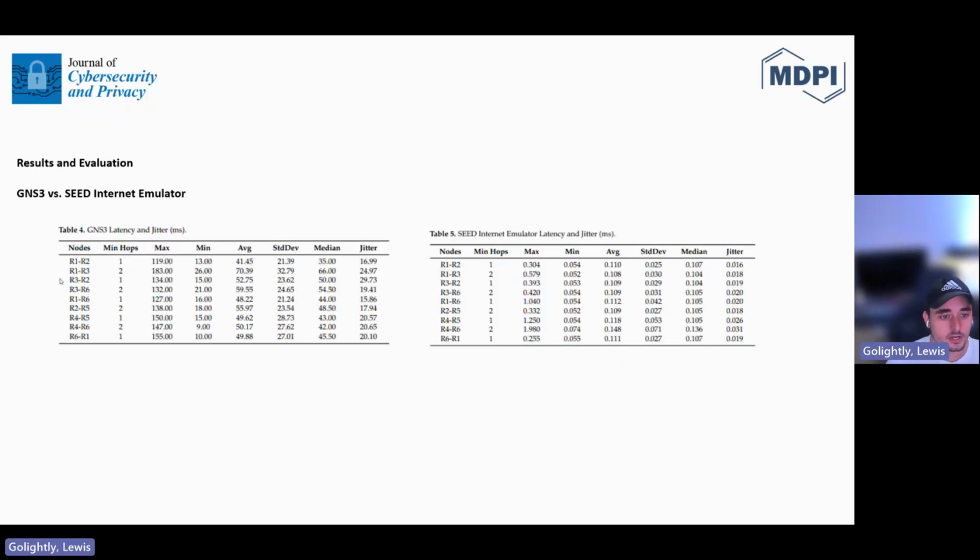So in our evaluation between GNS3 and SEED Internet Emulator, when we compare latency and jitter in milliseconds, we can see that SEED Internet Emulator considerably outperforms GNS3 by having significantly lower values throughout the max, min, average, standard deviation, median, and jitter. However, the technology is also extremely lighter weight than GNS3.